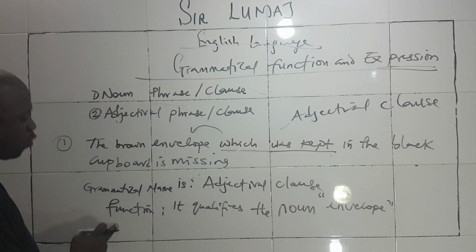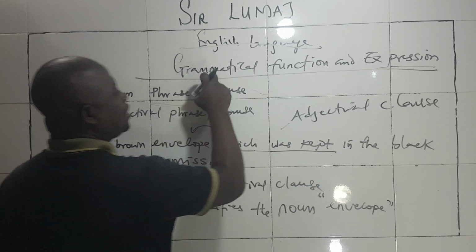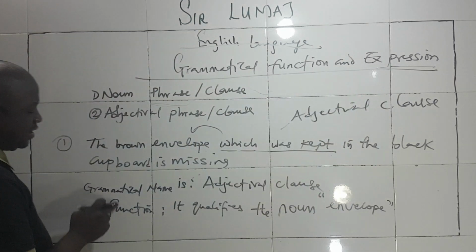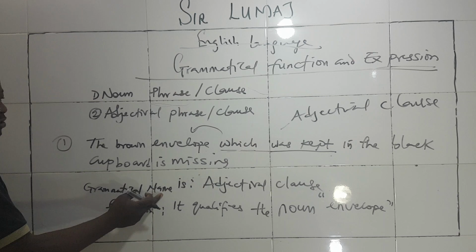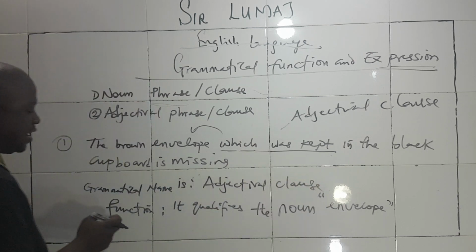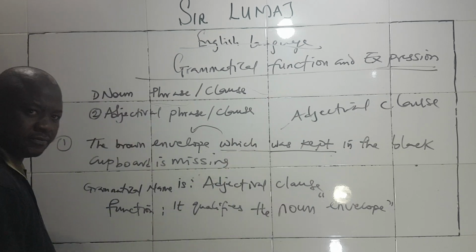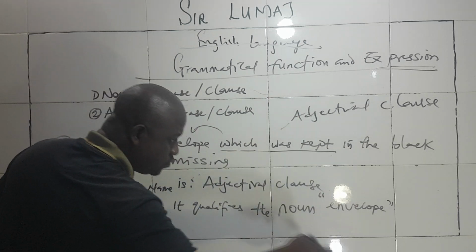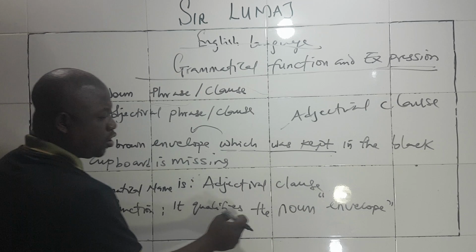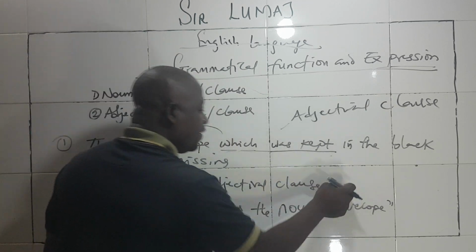The second thing is, what is the function? Because we are dealing with grammatical function and expression. The grammatical name or expression is adjectival clause. Then what does it do? We say adjectival qualifies. It qualifies the noun. You have to quote it like this. It qualifies the noun, then you have to state the noun.